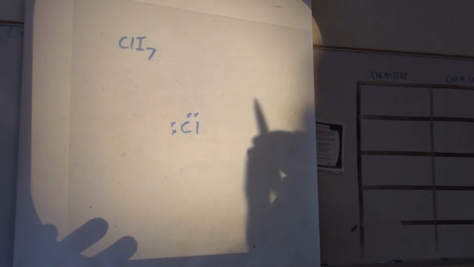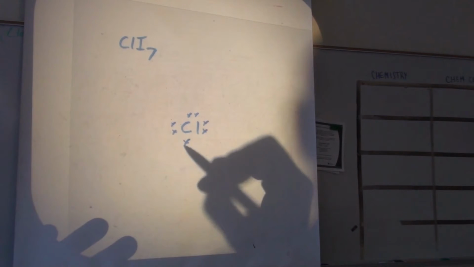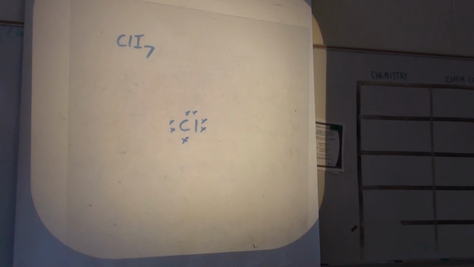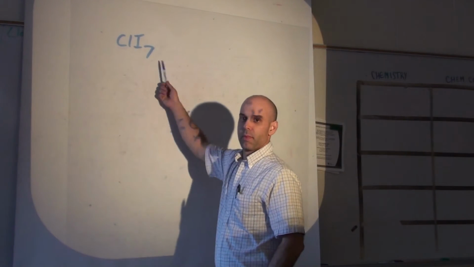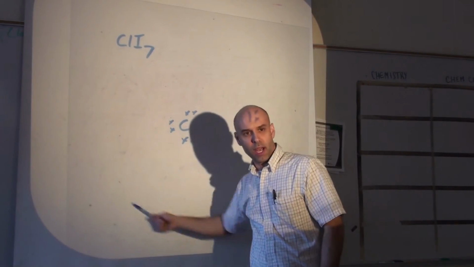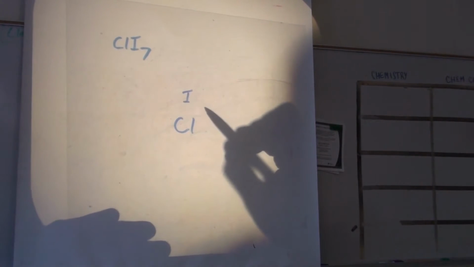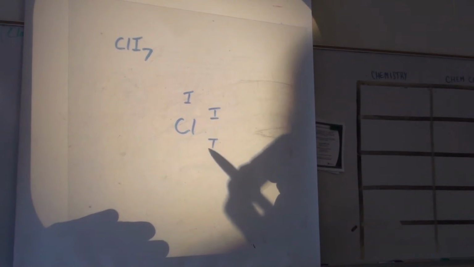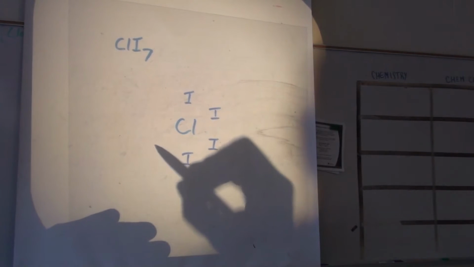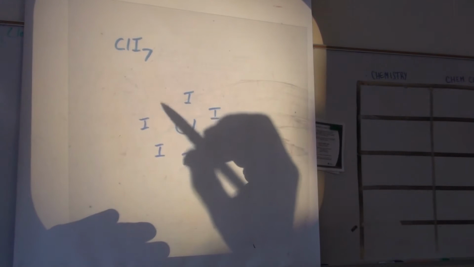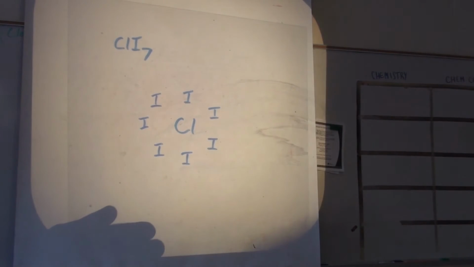You all have pencils, right? Good, because as soon as I write this down, I'm going to change it. 7. Then I have 7 iodines. Okay? I'm going to put these 7 iodines all around it. So you just try to put them all around.